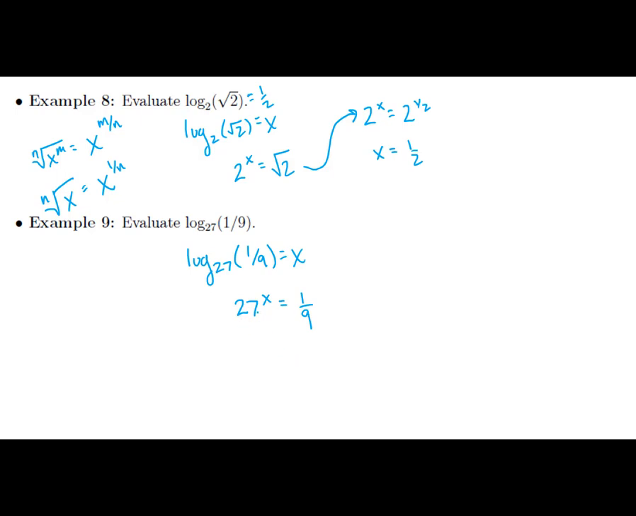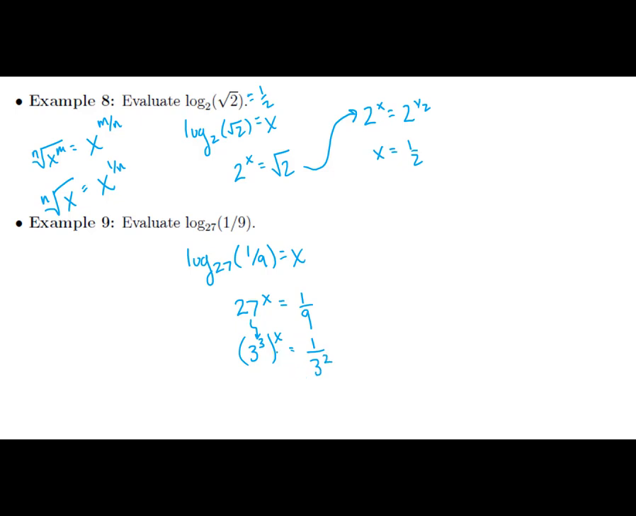So we can look at 27 first of all and notice that 27 is the same as 3 to the 3rd power. However, we understand that we're going to take 27 and raise it to the x, so it's going to be 3 to the 3rd power raised to the x. So I literally just replaced 27 with 3 to the 3rd. And then 1 over 9, well, 9 is 3 squared.